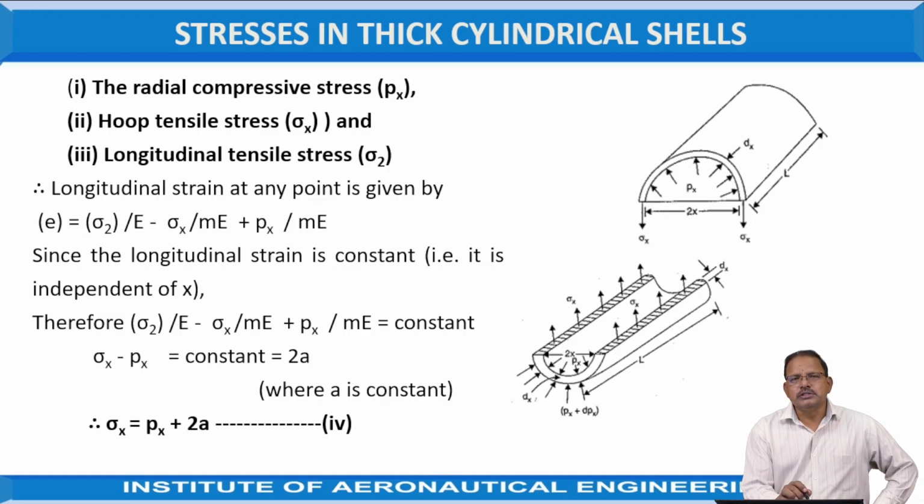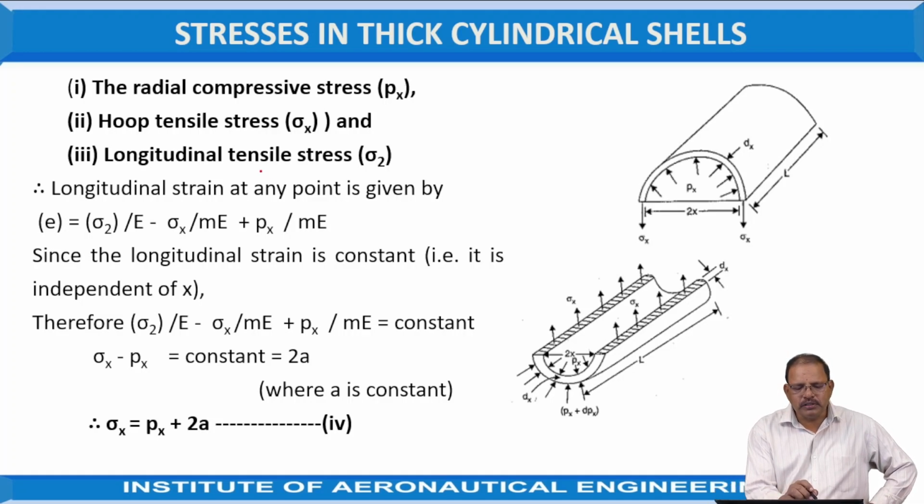So the total strain is equal to the direct strain, sigma 2 by E. Sigma 2 is representing the longitudinal stress divided by E. This is known as longitudinal stress, but because of the hoop tensile stress as well as the radial compressive stresses, lateral stresses are developed, but in opposite directions.